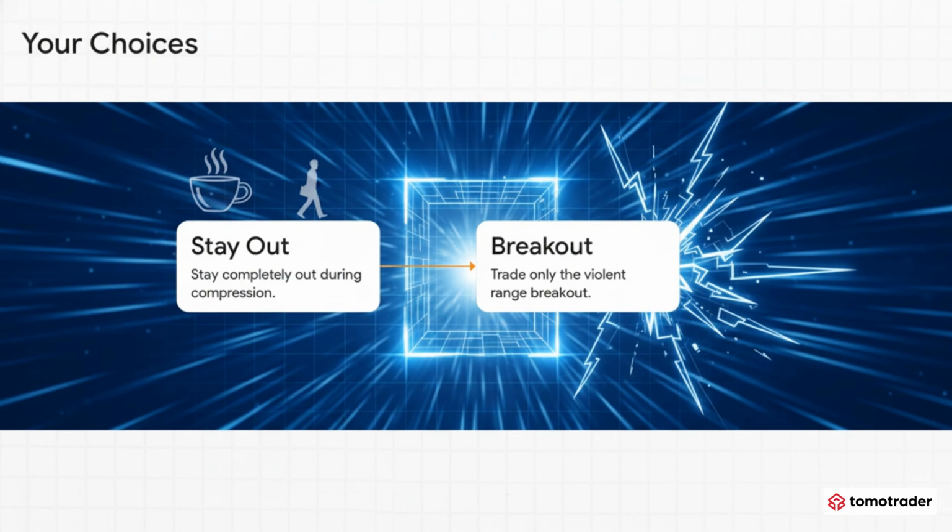You really have 2 practical choices to survive this specific trap. Choice 1, stay completely out of the range. Grab a coffee, go for a walk, do absolutely nothing while the market compresses. Choice 2, wait patiently to trade the actual range tear. Keep in mind, the longer and more boring the compression is, the more violent the eventual explosion is going to be. Never trade inside the box. Just wait for the box to explode.